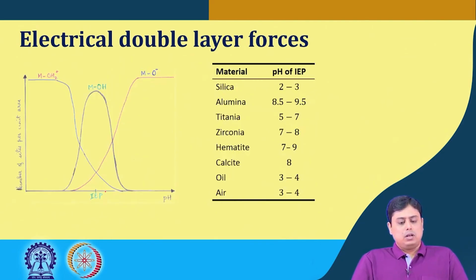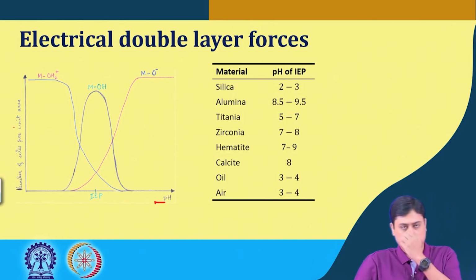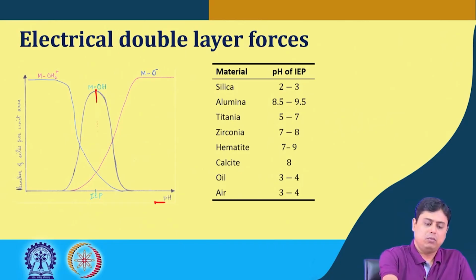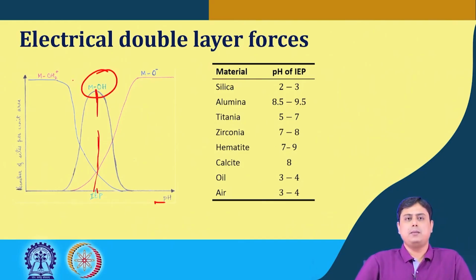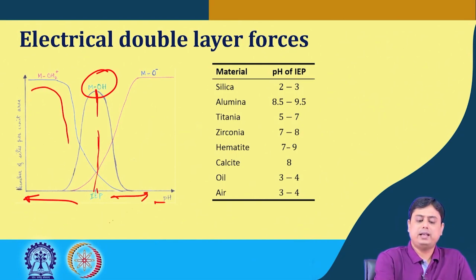Now this schematic shows the variation of pH and the number of sites per unit area. And this point, where the maximum number of simple hydroxyl groups exist, is the IEP or the isoelectric point. At a pH lower than this, there is dominance of positively charged surface. Higher than that IEP, we have negatively charged surface.